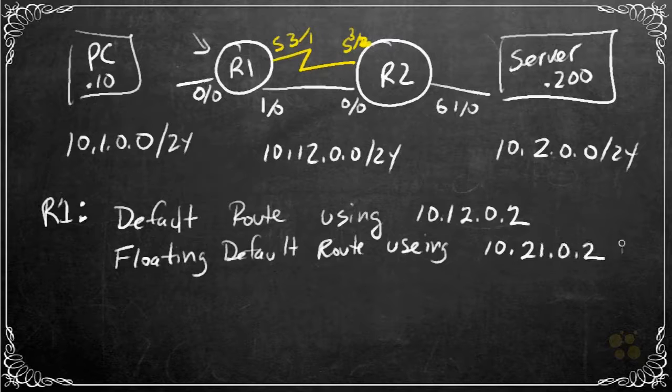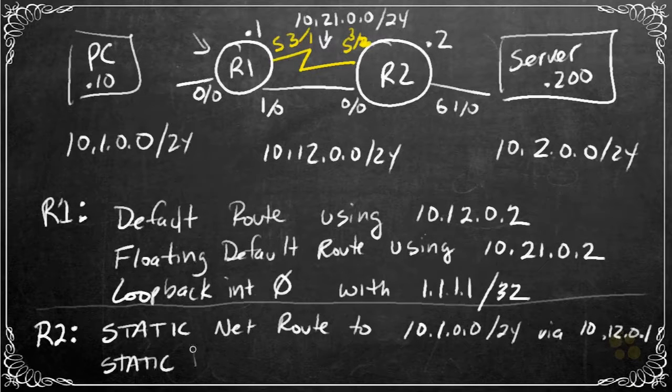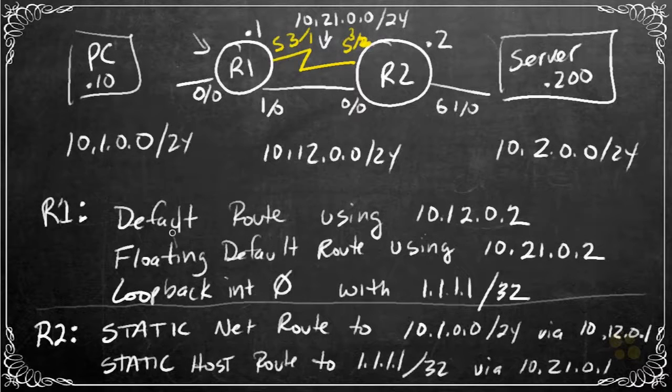So here's my idea about how we can reinforce the concepts that we've learned, and that is to do the following. On R1, we're going to create a default route using 10.12.0.2 as the next hop. That would be R2's gig 0/0 interface, which has the IP address of 10.12.0.2. Also, create a floating default route using 10.21.0.2. So the serial connection has the network of 10.21.0, and R1 is .1 and R2 is .2. That'll be a good rehearsal of playing with the administrative distance as we create that second default route with this next hop and an administrative distance higher than the default of 1.